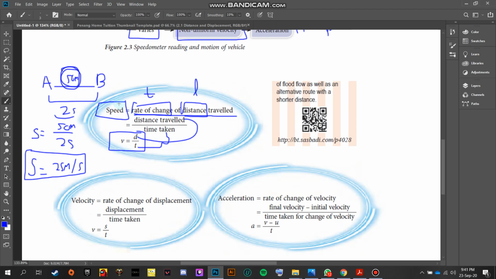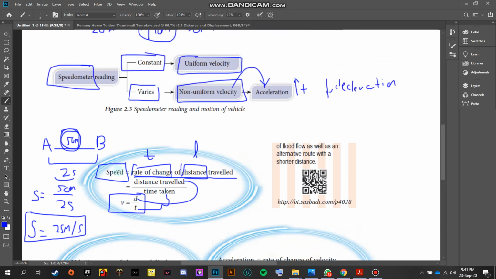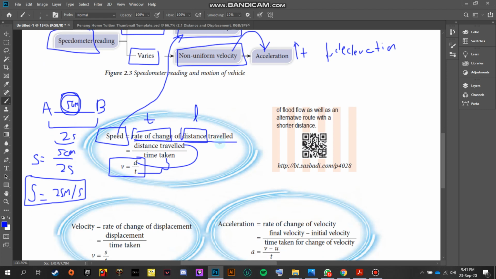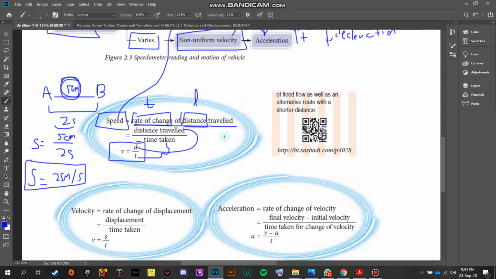And I will remind you that we can only calculate the speed like this if we have a constant velocity. If we have a non-uniform velocity, that means we can't calculate the speed just like that, because it involves acceleration, and we're going to look towards acceleration right after this.